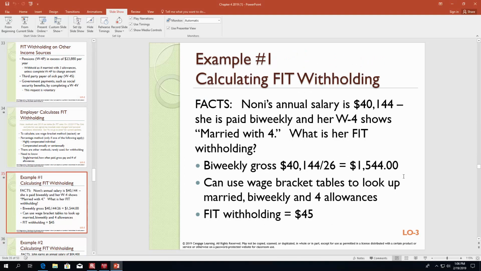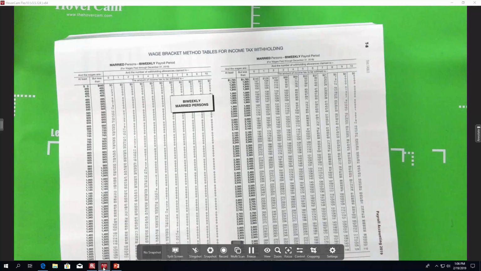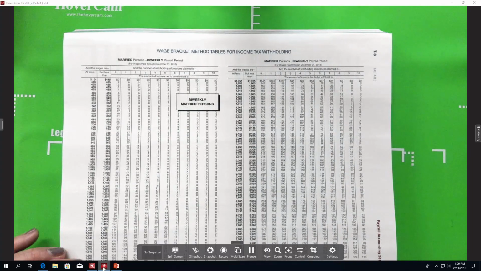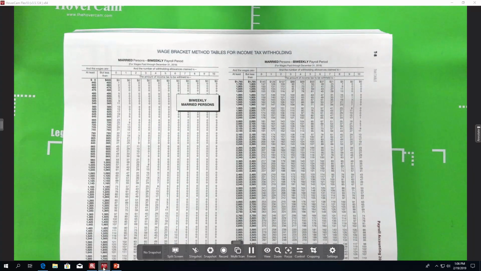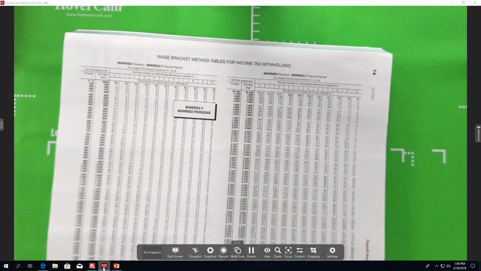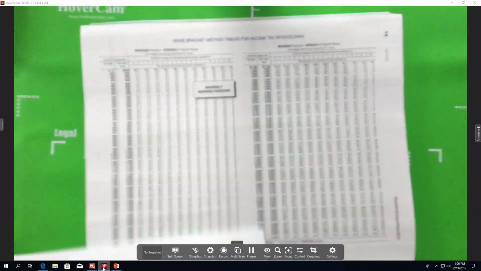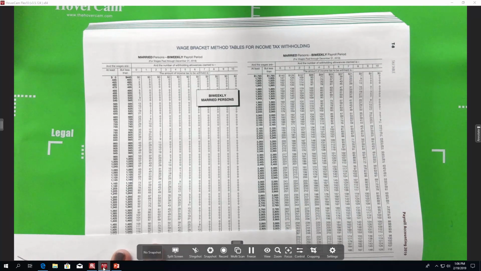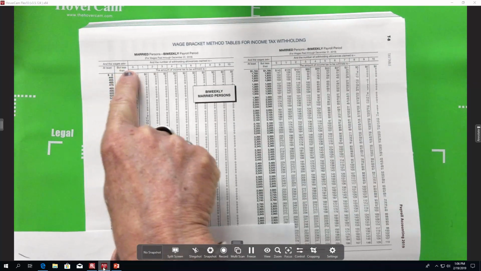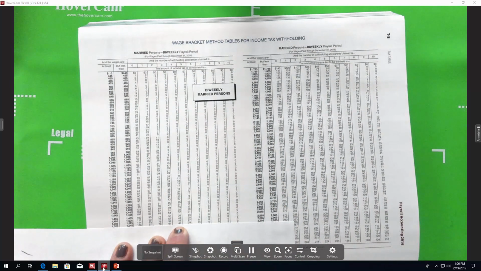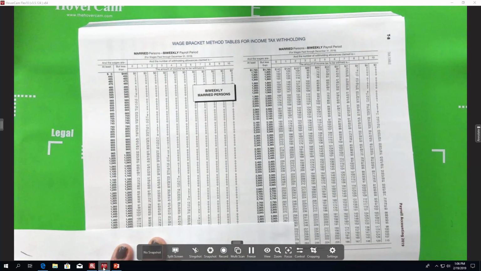Okay, let me just make sure that everybody who's not here can see what I just did. So I'm on page T-8. She made $1,544 was her gross. So I go, she was married and bi-weekly. So I go down here, and then I'm looking up here for the number of allowances. She had 4 allowances. So I go down $45. Yeah?